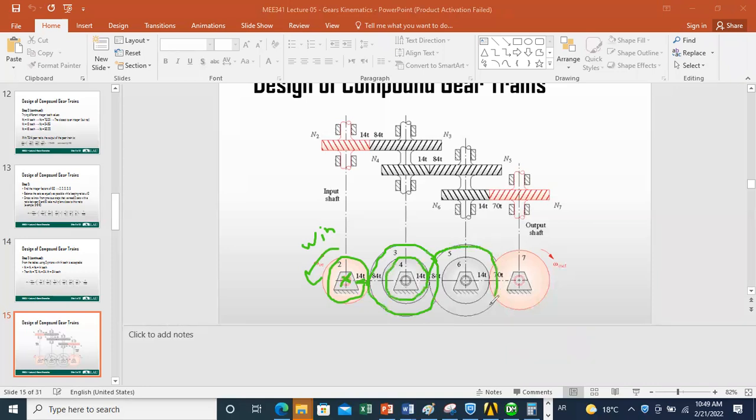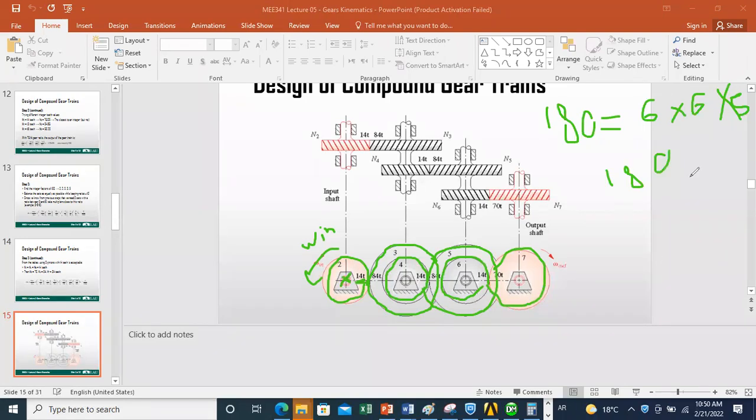And finally, the third set, which is a little bit different, is characterized by a pinion of 14 T's and a gear of 70 T's, because the ratio is different than the other. It is characterized by a ratio of 5, because we were able to divide 180 into 6 times 6 times 5. So 2 of the sets will have a ratio of 6, and the other one will have a ratio of 5.